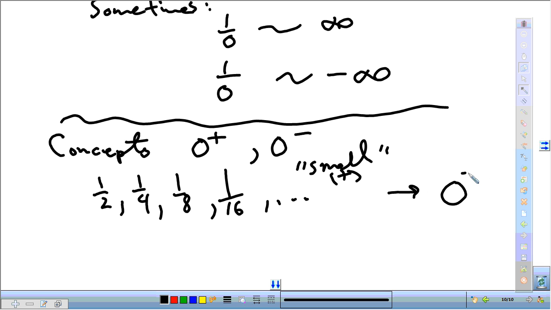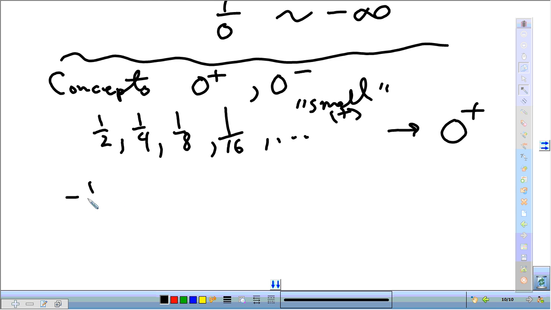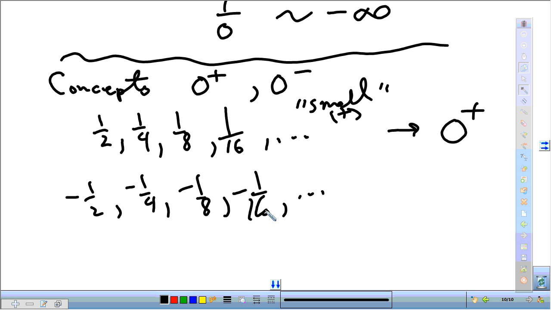So I'm going to indicate that things are getting close to 0 but staying positive. And a progression such as minus 1/2, minus 1/4, minus 1/8, minus 1/16. Again, it's a progression, gets closer and closer to zero, but the values are always negative. So I'm going to make a little minus symbol there to indicate.